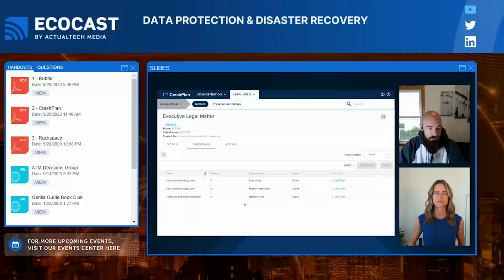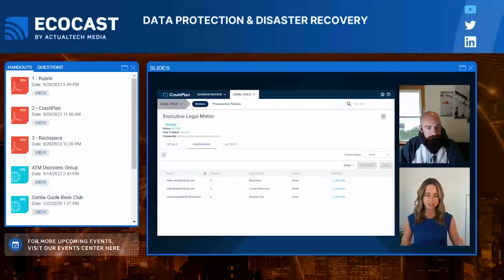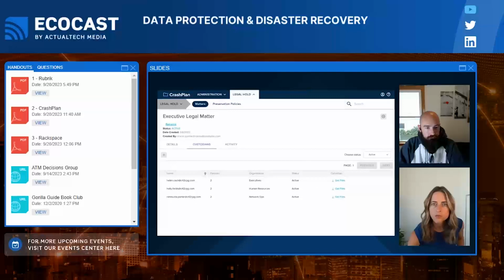I like that customization, getting only what you need when you need it. Okay, we're going to try to squeeze in one more question here as we get to the end of our time. What security measures does CrashPlan employ to protect data during backup and transmission? And how does it ensure data integrity and privacy? That's a good question. What do you got for us, Tony? That's a long one. Yeah.